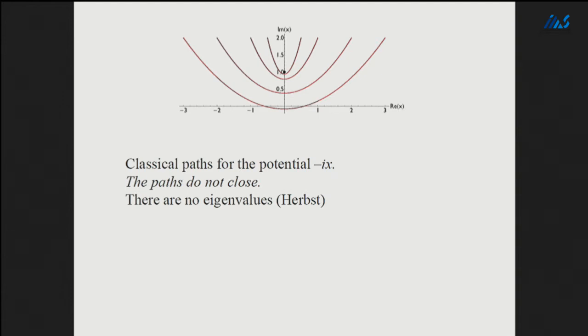And that's because this is an argument that involves the number of Stokes wedges, which I won't go into here. But if you look at the classical paths for this potential, the classical paths are all open. Okay? And in order to get real eigenvalues, you must have closed classical trajectories. So the paths do not close and there are no eigenvalues. And the fact that there are no eigenvalues was proved rigorously by Herbst.